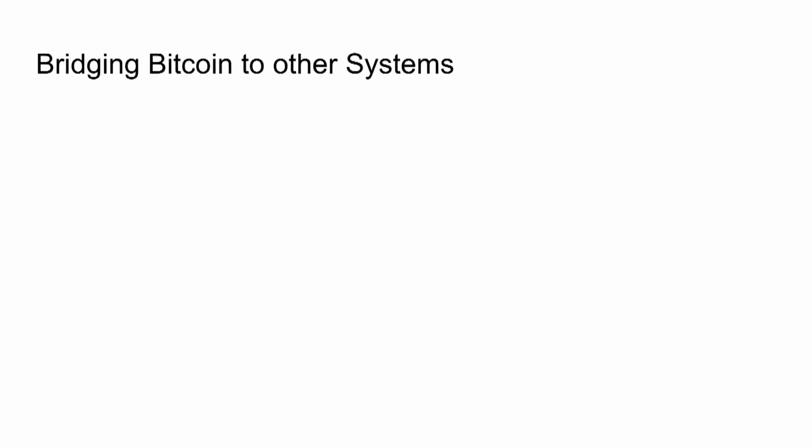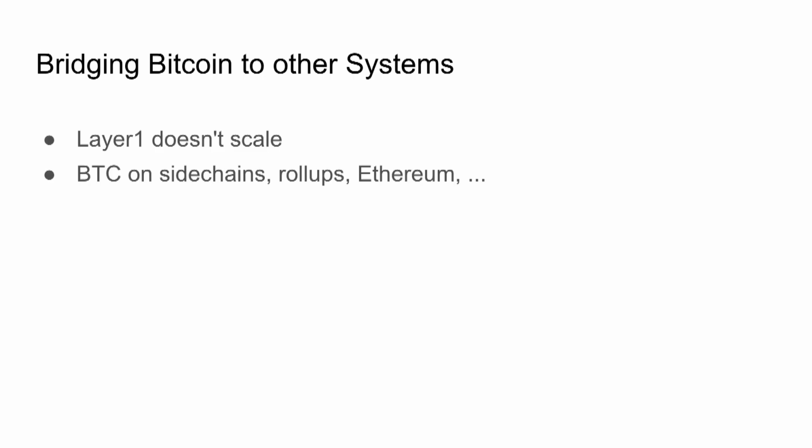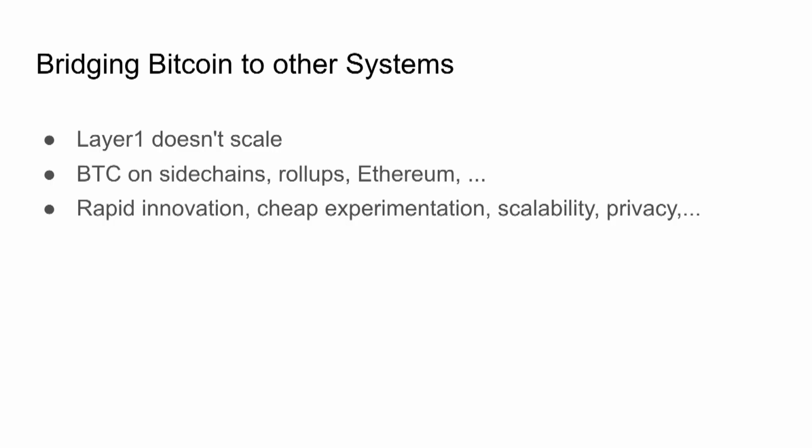And first of all, why do we need BitVM at all? Well, we want to bridge Bitcoin to other systems. That is because we all know layer 1 doesn't scale, and in general, blockchains don't scale very well. And we would like to have the Bitcoin asset on side chains, roll-ups, maybe bridge it to Ethereum, and in general, bridge it to all kinds of other systems, because that enables rapid innovation, which is not possible on the main layer because the main layer is hard to change. Cheap experimentation, we can try different scalability solutions, and it also enables privacy solutions.